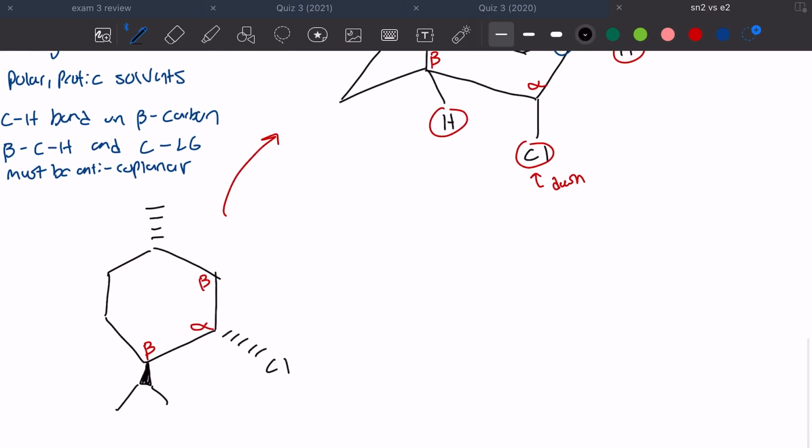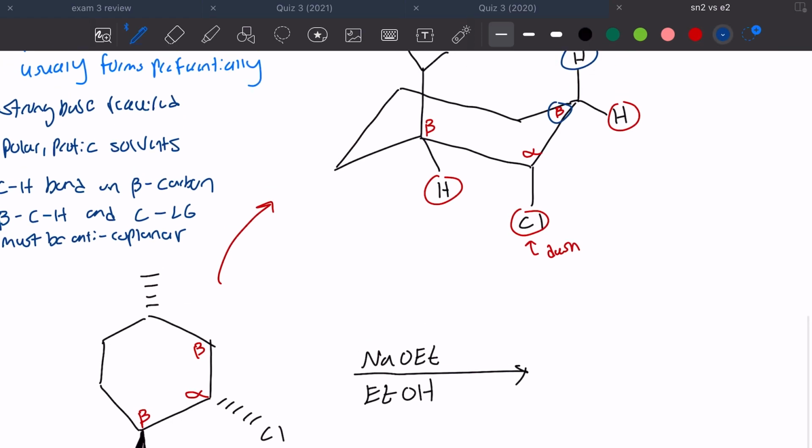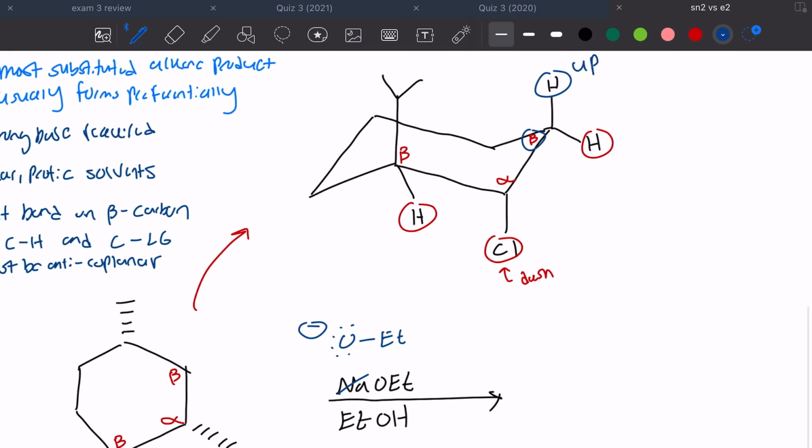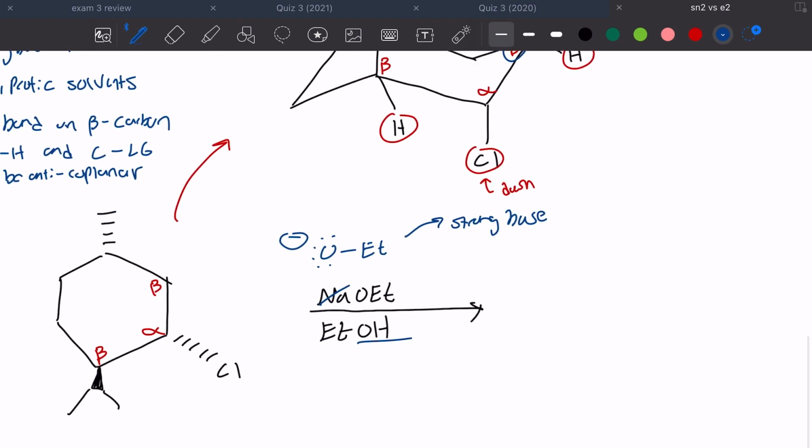So pretend that we have this substrate, and we're going to put it into NaOEt and our solvent EtOH. As I said before, that Na is really just there for charge distribution. So this is going to be your nucleophile. And when you look at this nucleophile, not only is it a good nucleophile, it's also a strong base. And when you look at the solvent, it has an OH right there. And you know that this can participate in hydrogen bonding, so this is going to be actually a polar protic solvent.